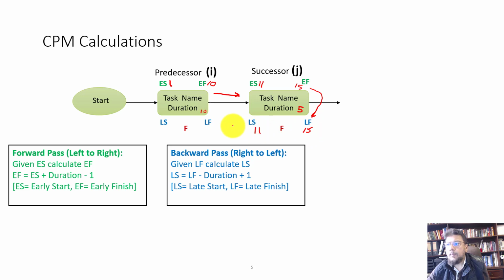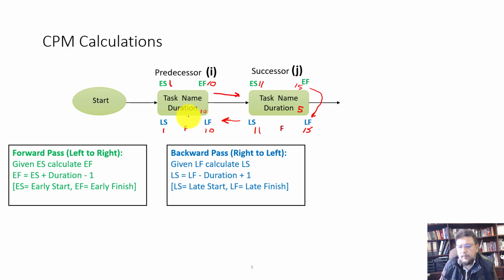And now in the backward pass, you go to the previous activity. If this has a late start of 11, then the late finish of the activity before it would be 1 day earlier, so that would become 10. And again, 10 minus 10 plus 1, that's 1. So that's the backward pass. That's basically how the calculation happens.